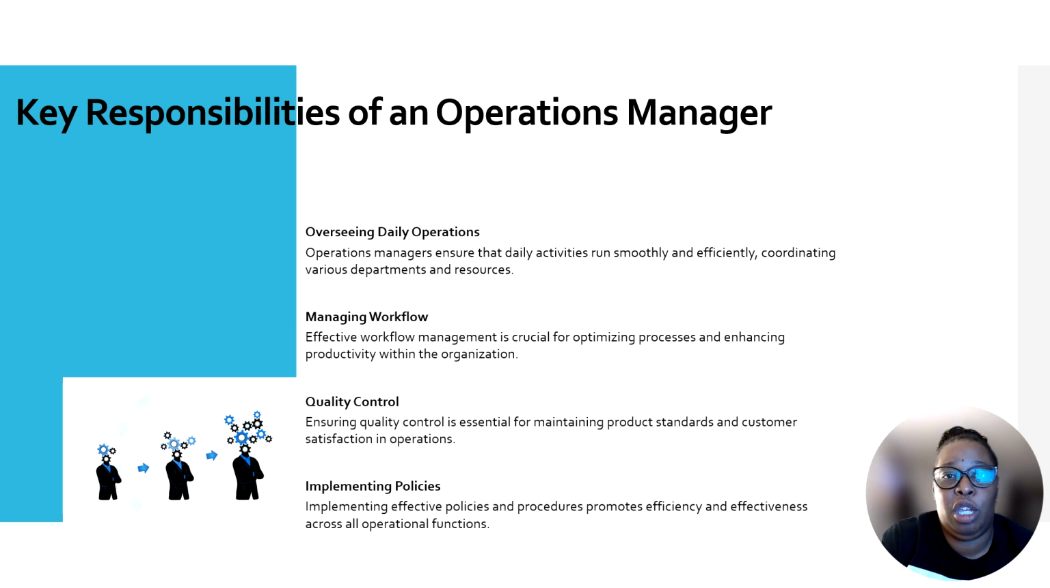We now turn to the key responsibilities of operations management. Operations management is in charge of overseeing daily operations. They make sure everything is run smoothly and efficiently within organizations. They also manage the workflow, which is also part of the daily operations. They make sure things are effective and optimized within organizations. They also are in charge of controlling the quality, which maintains the standard of satisfactory production.